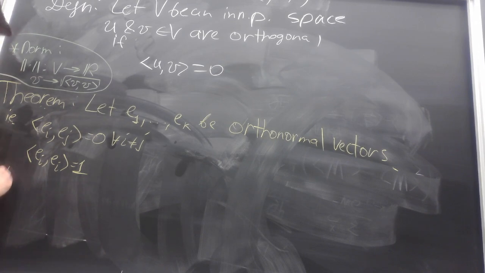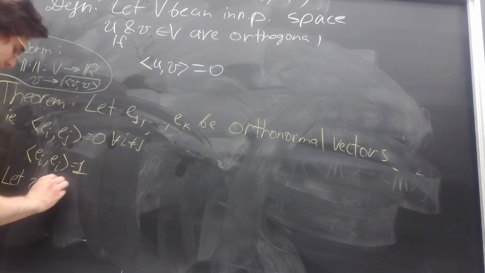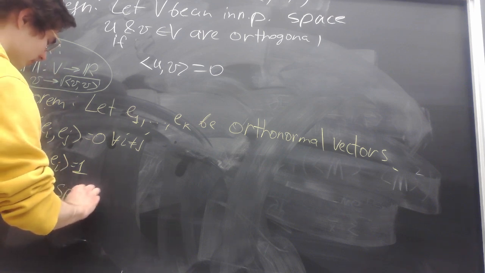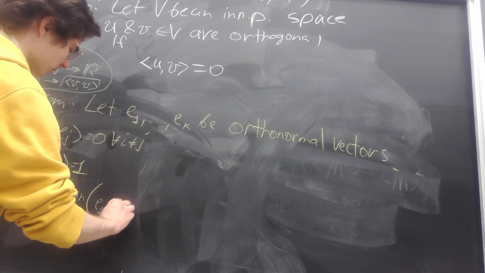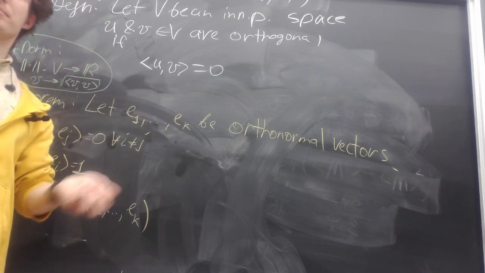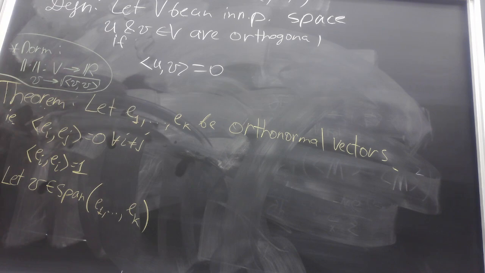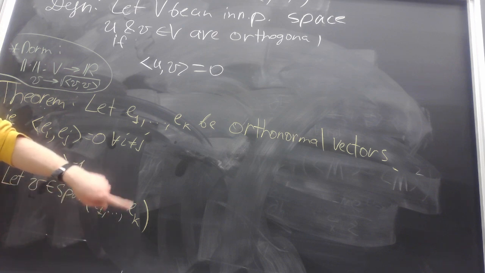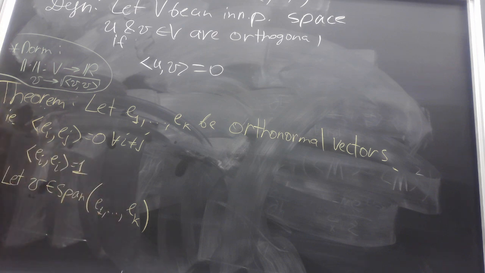Now, let V be in the span of these vectors. So we take these orthonormal vectors, make the minimal vector space that contains all of them, and look at a vector in the vector space generated by E1 through Ek. Remember that the span is the smallest vector space that includes E1, E2, E3, and Ek.